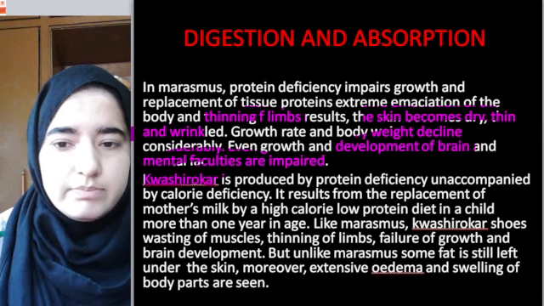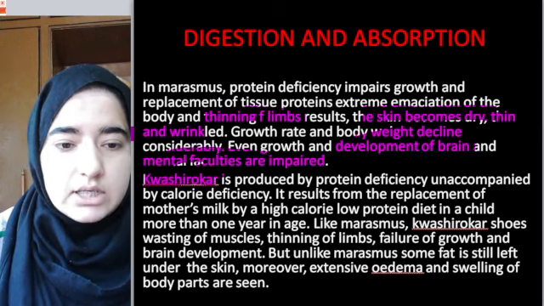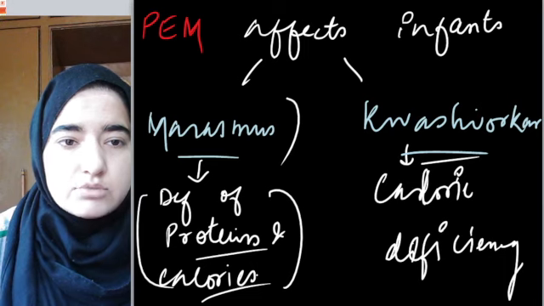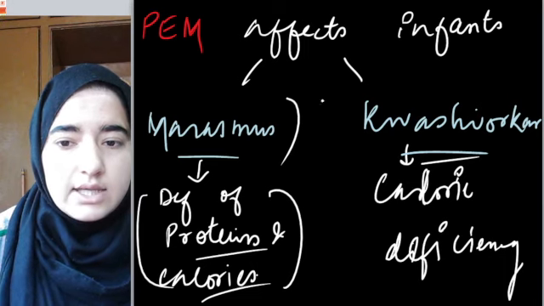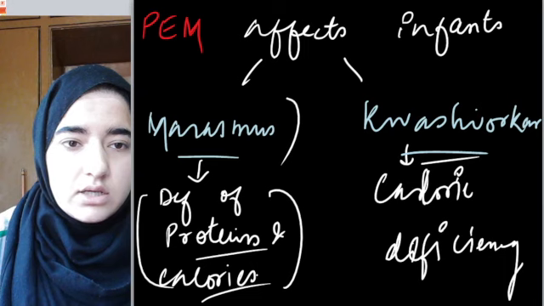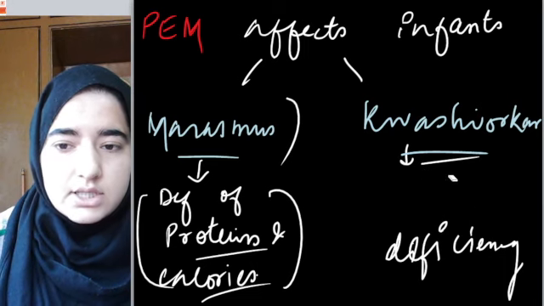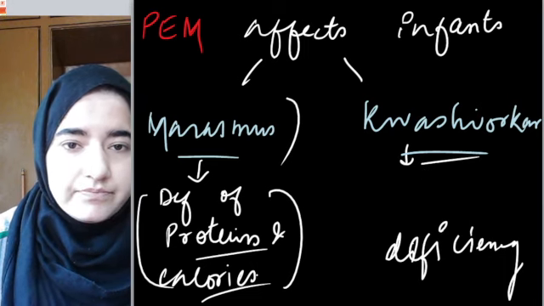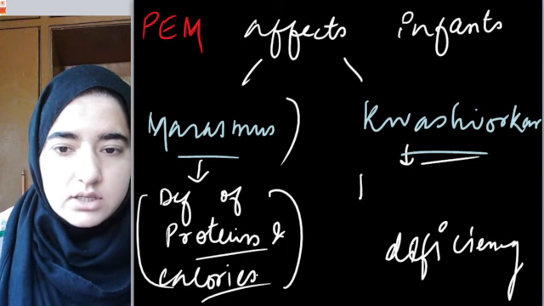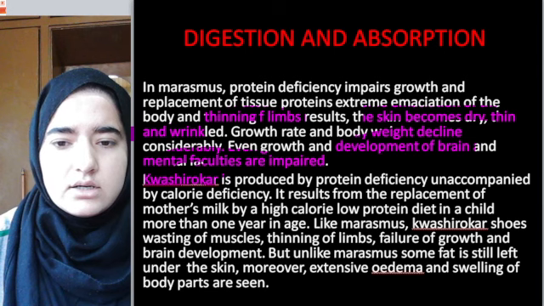Kwashiorkor is produced by protein deficiency. Sorry, I wrote calorie deficiency here, and I don't know what I said, but kwashiorkor is protein deficiency. I'm sorry. Kwashiorkor is protein deficiency, and no calorie deficiency occurs in this.